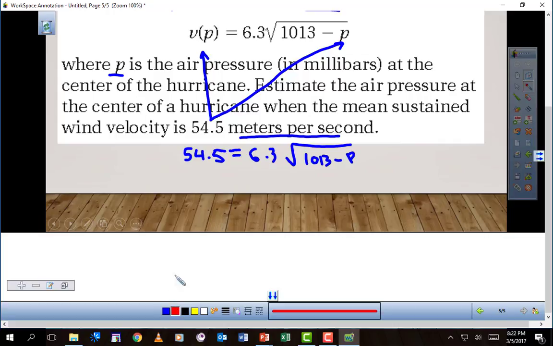Well, as we've seen on other problems, it's probably a good idea to get rid of the 6.3 before we square both sides. Because we want to square both sides to get rid of that square root. So I'm going to divide by 6.3 here. Divide this side by 6.3. Using my trusty calculator, I get 54.5 divided by 6.3. I get basically 8.65. And that's equal to the square root thing.